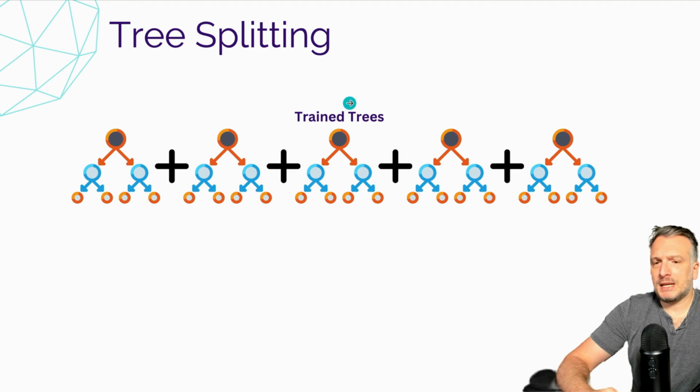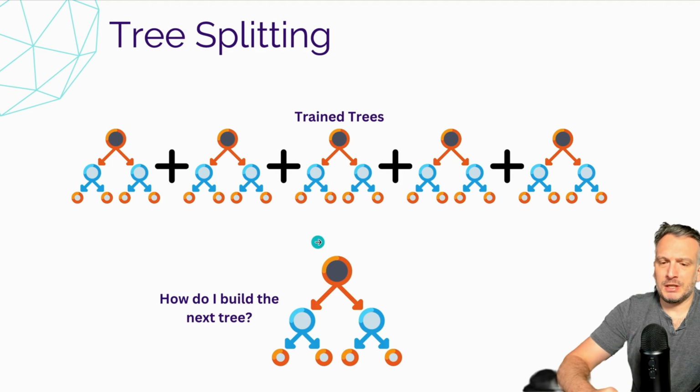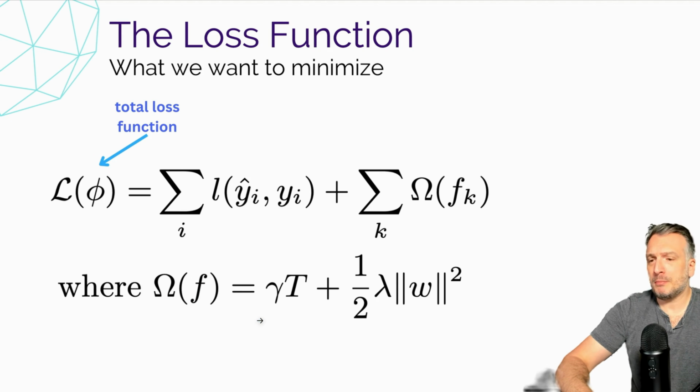We have a set of trained trees already. So now we want to add a new correcting tree. How do we build the next tree? Knowing how we build the trees will help us understand how we should split the data at each node. To understand how to build a tree, we need to understand the concept of a loss function. A loss function is this optimization function that we want to minimize such that we optimally build the tree.